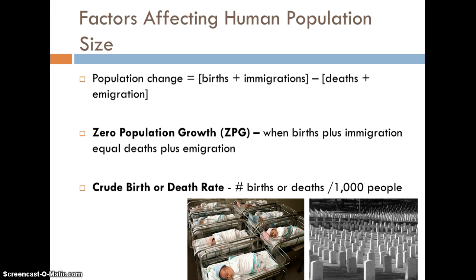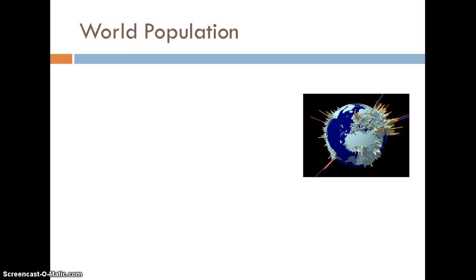One of the things that we will be calculating is crude birth and crude death rate. Anytime you see the word crude, that means per 1,000 people. So how many births occurred per 1,000 people of the population, or deaths. So in the U.S., our crude birth rate is about 13.88, and our death rate is about 8.38.